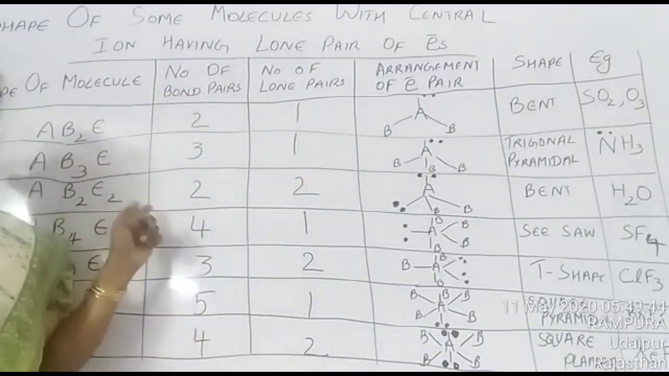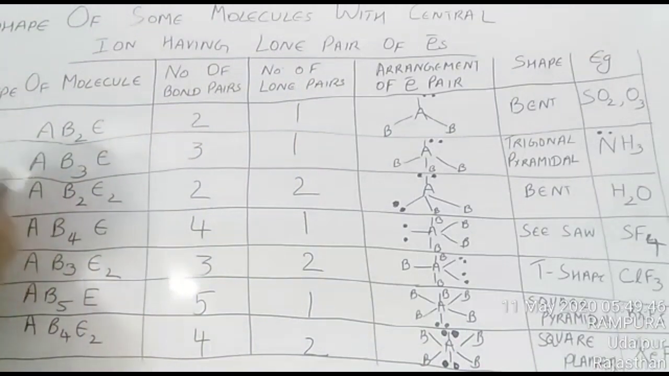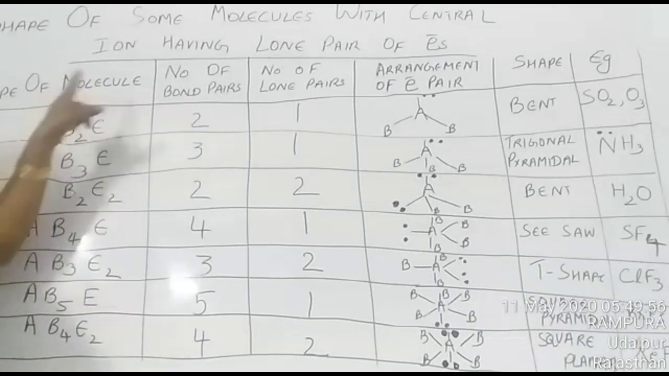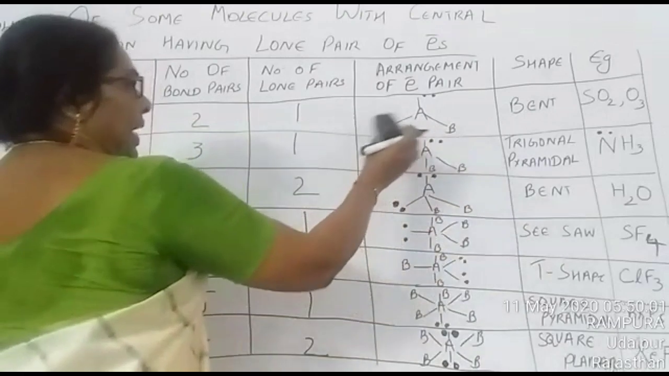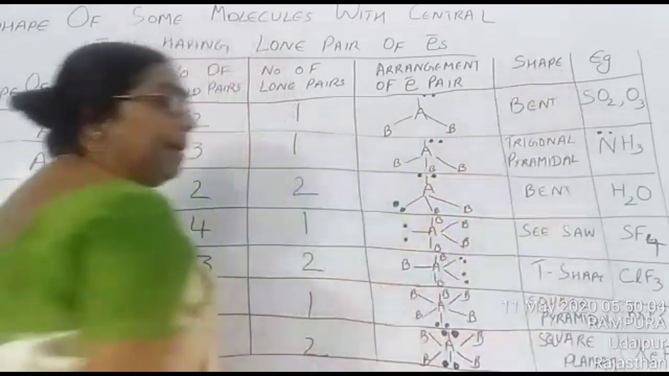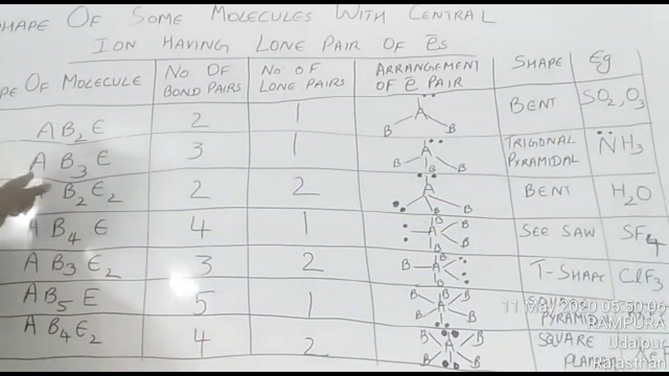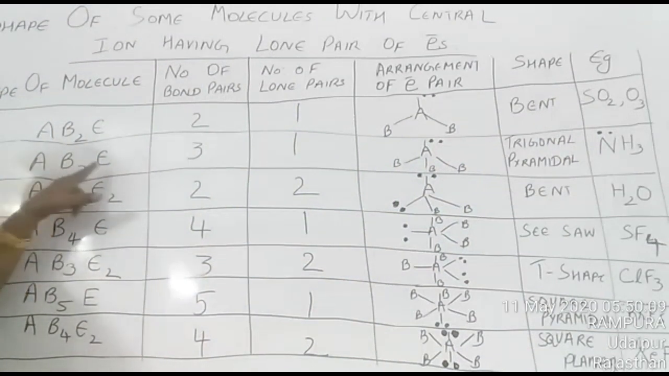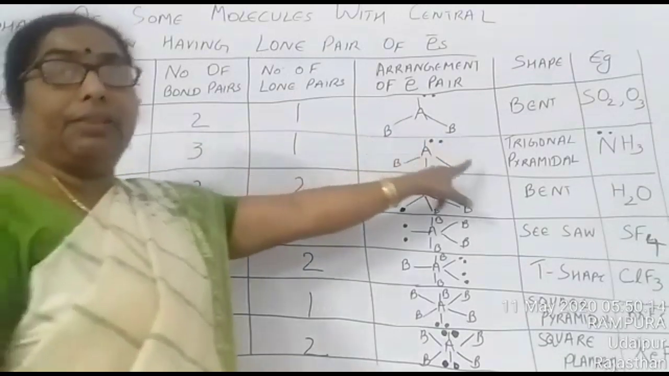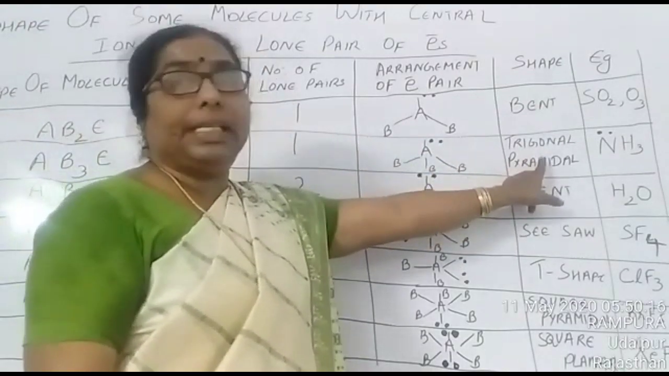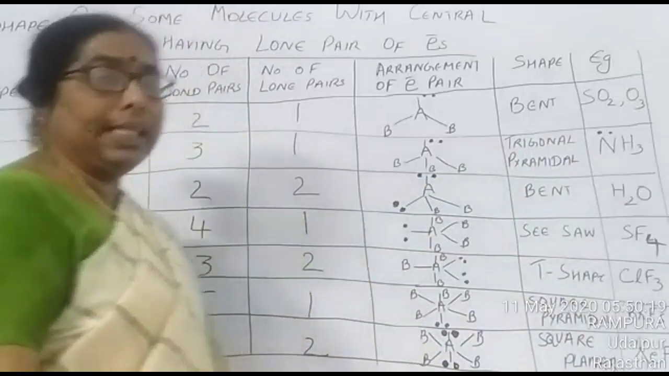That is, we are just explaining the shape or geometry of molecules in which the central atom possesses some lone pair. If the molecule is of the type AB2E, that means it has 2 bond pairs and 1 lone pair. We have seen that it has a bent structure. An example we can consider is SO2. If it is of the type AB3E, that is 3 bond pairs and 1 lone pair, the structure will be trigonal pyramidal, and an example we can consider is ammonia.